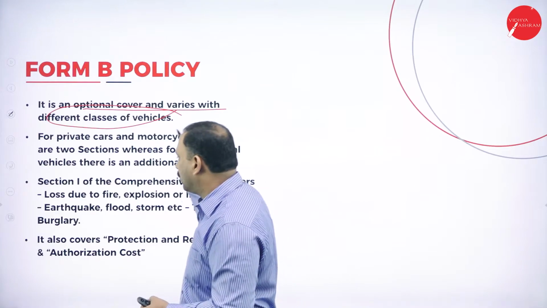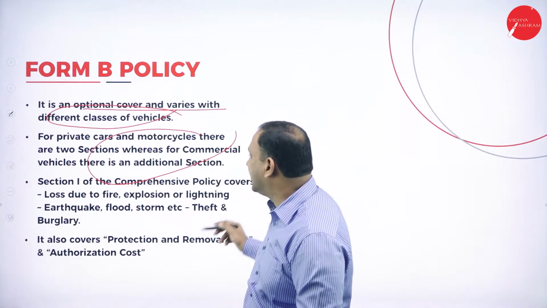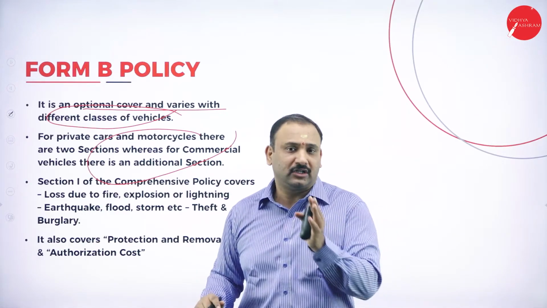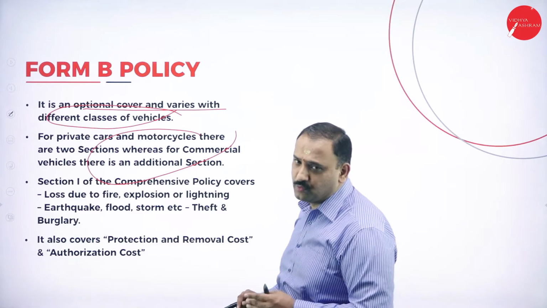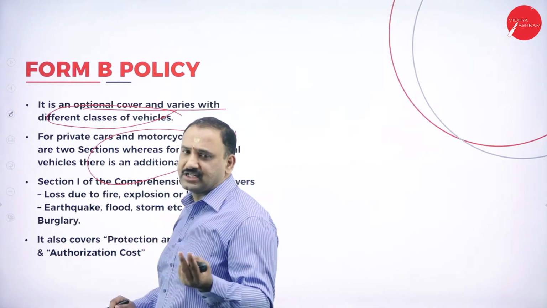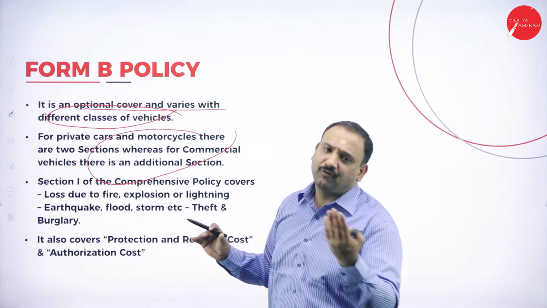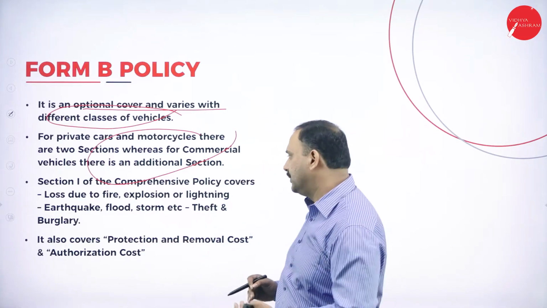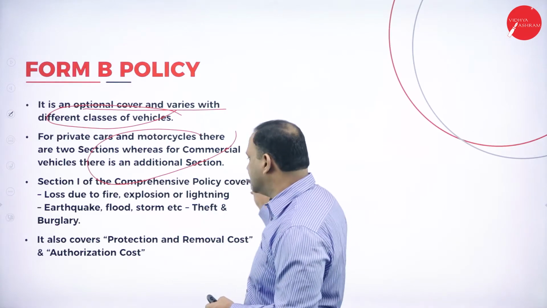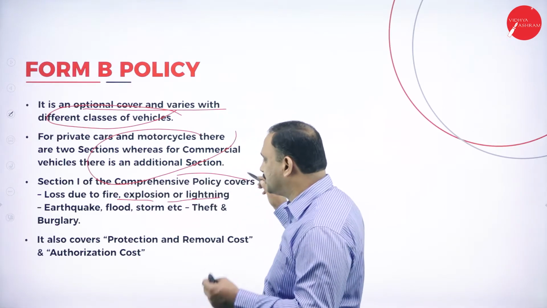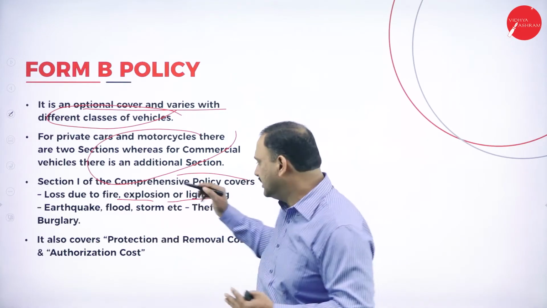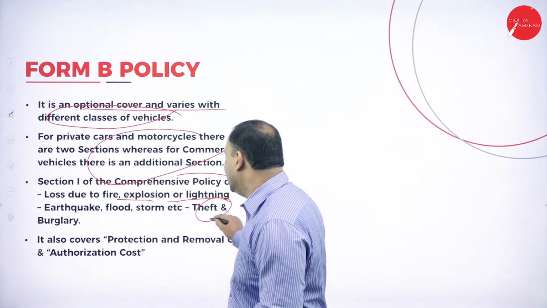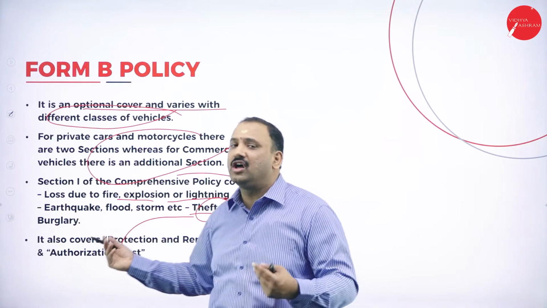For private cars and motorcycles, there are 2 sections, whereas for commercial vehicles, there is an additional section. So for normal private vehicles, that is 2-wheelers and 4-wheelers, there are 2 sections under which you will be able to take cover. For commercial vehicles, there will be an additional section, which means an additional coverage value will come. Section 1 is a comprehensive policy. Loss due to fire, explosion, lightning, earthquake, flood, all these factors will be covered, including theft and burglary. It also covers the protection and removal cost, and authorization cost.